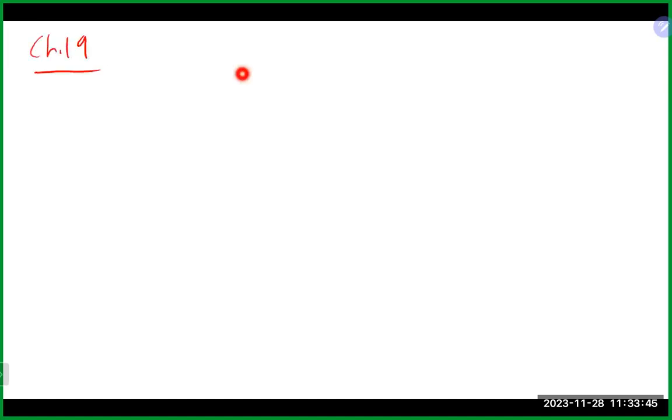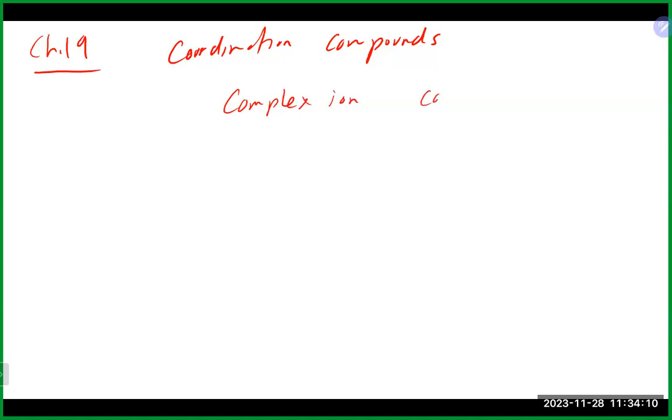Why not? So last time we talked about transition metals, a little bit of background. And we also finished talking about, or started talking about, coordination compounds. And really, coordination compounds are made up of two things: a complex ion and a counter ion.